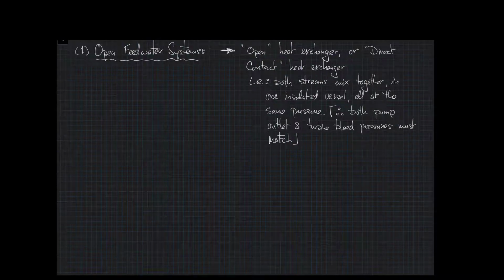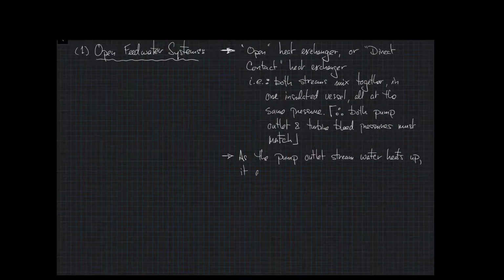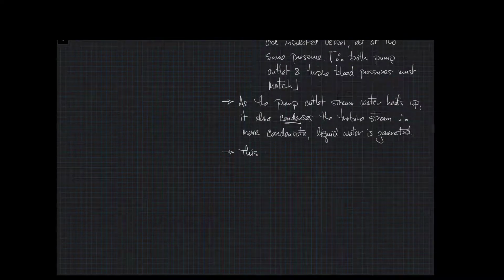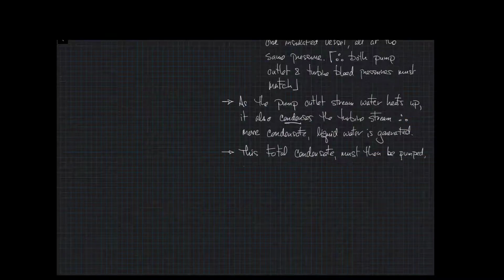As the pump outlet stream becomes warmer, the net effect of that, of course, is that the steam coming out of the turbine must also get cooler. And as it gets cooler, it condenses. And as it condenses, it generates more condensate or liquid water inside this open feed water system. And that total liquid water is what we're going to end up pumping back into the steam generator. Well, let's write that down.